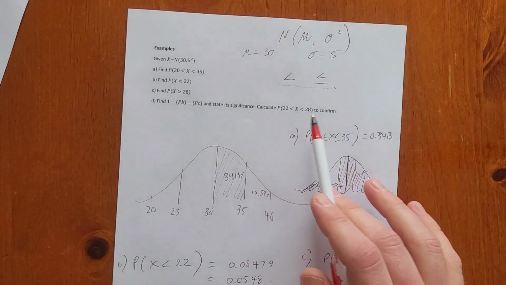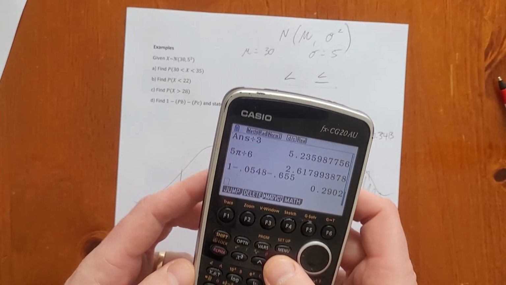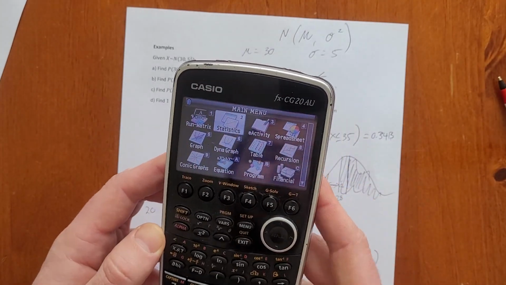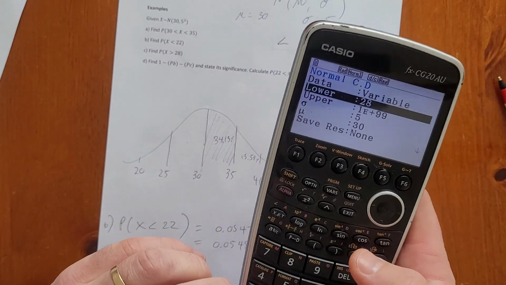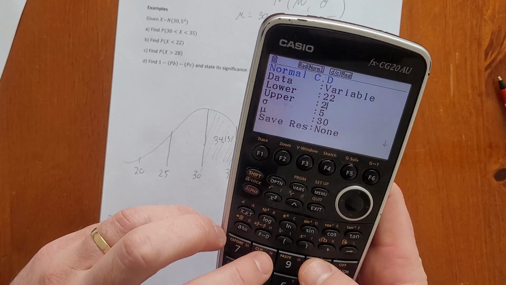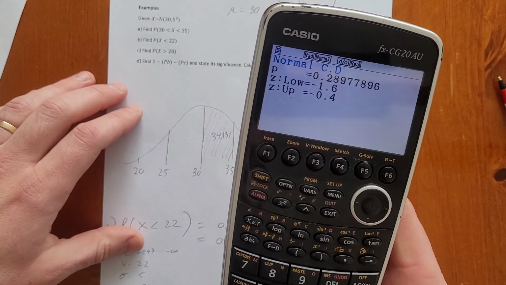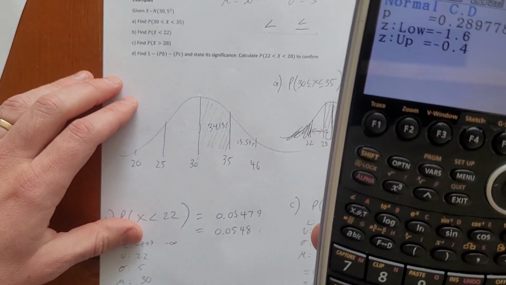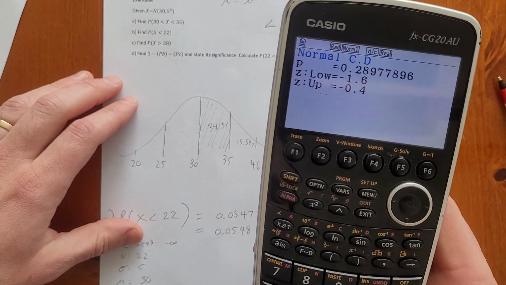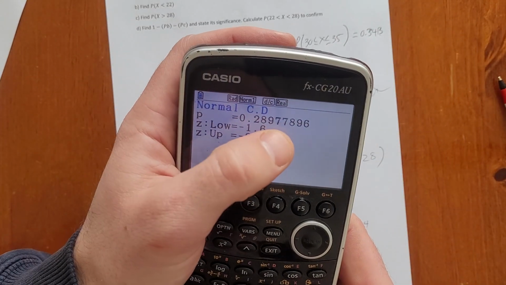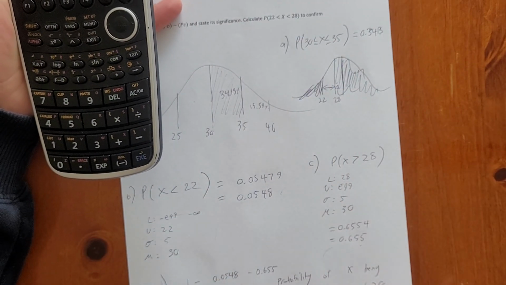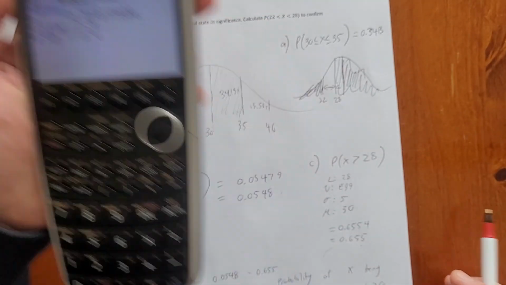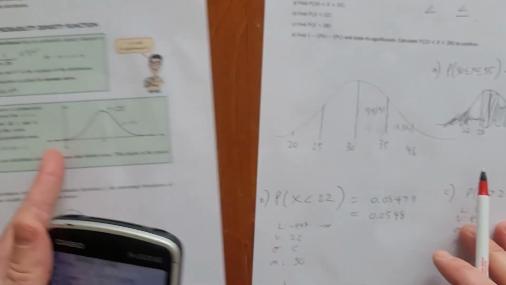And then, calculate that using technology to confirm. So if we go back into statistics, distribution, normal CD, we can go from 22 to 28, standard deviation and mean remain the same, and we've got 0.2897, okay, and you can see that's going to round up, we get 0.290, okay, so they're the exact same. Excellent, so that's a normal distribution.